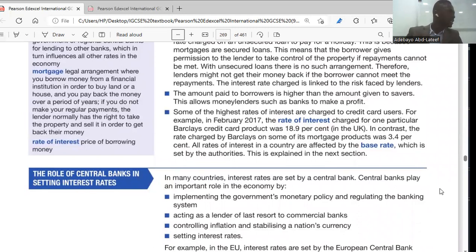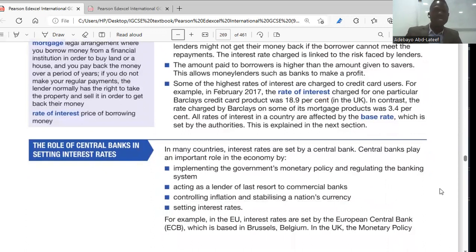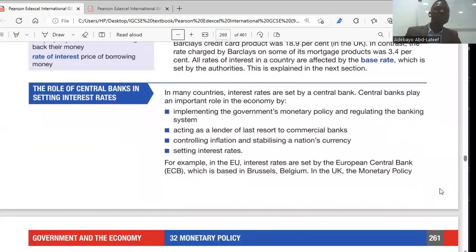I told you earlier that the central bank of the country is saddled with the responsibility of setting interest rate. So what is the central bank? The central bank is the apex bank, the highest bank in every economy. Here they said in many countries, interest rates are set by a central bank. Central banks play an important role in the economy by, one, implementing the government's monetary policy and regulating the banking system. So it is the central bank that comes up with this policy and ensures that other banks comply with those policies. That was the first point.